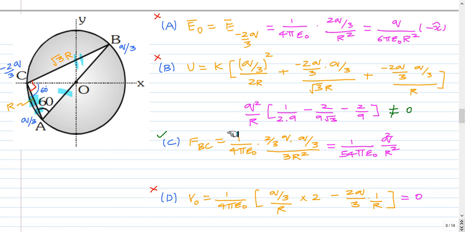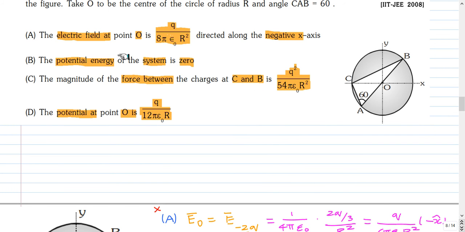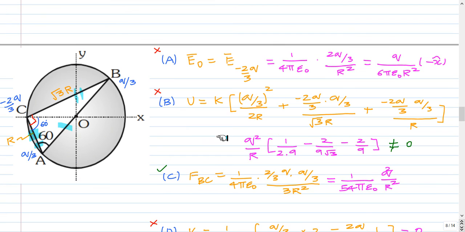So taking q square by r commonly outside, we can get these numbers. So it's not cancelling, so it's not equal to 0. Option B says the net potential energy is 0, which is not true.